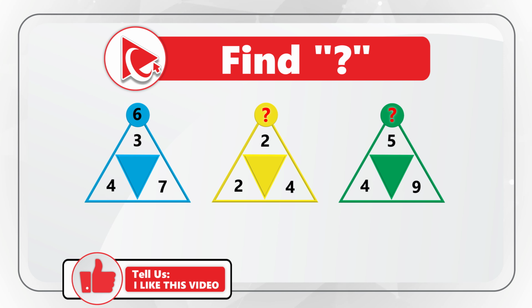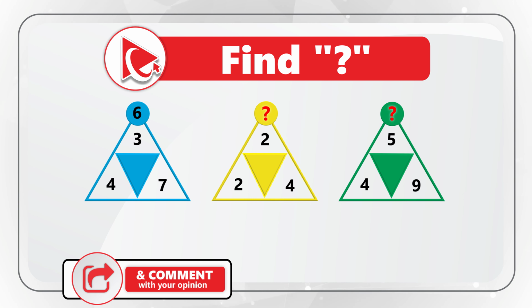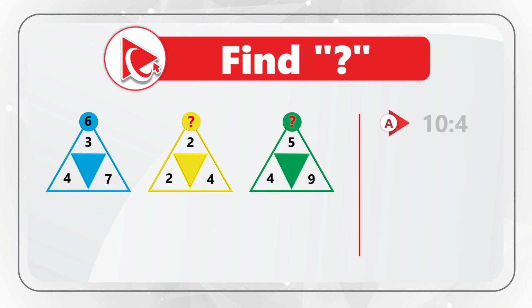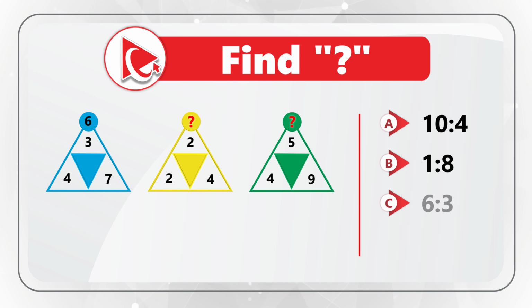Take a close look to see if you can find the 2 missing numbers and select out of 4 different choices. Choice A, 10 and 4. Choice B, 1 and 8. Choice C, 6 and 3. And choice D, 2 and 2. Do you know the answer?